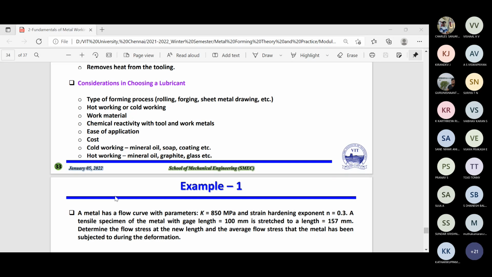Because you are integrating from L to L0, it will be ln of the change in length by the original length. So ln 157 by 100. Done.